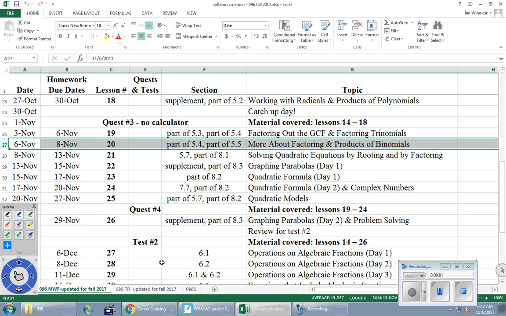Right, so here's our calendar. Today we are going to do more factoring, and we're going to talk about products of binomials. Nothing coming up in the near future, but quest number 4 followed by test number 2 is a little ways away. Looks like right around Thanksgiving is when those two things are happening. Any questions on the calendar?